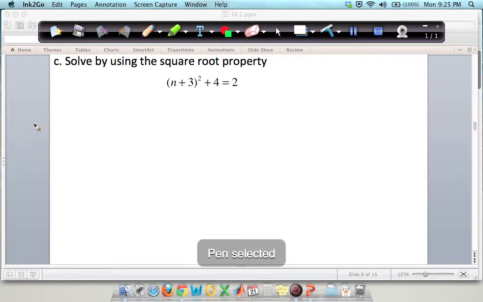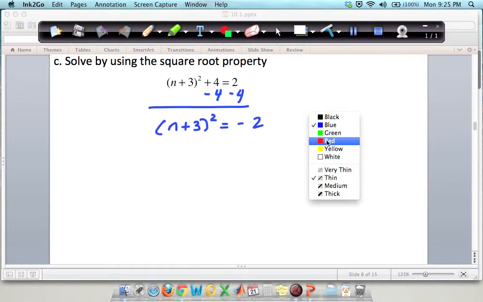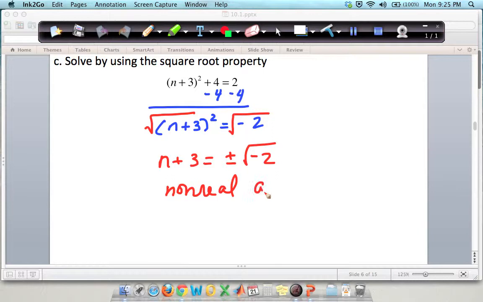Okay, in this next example, before I can use the square root property, I need to move this 4 over. So I'm going to subtract 4 from both sides of the equal sign. I get n plus 3 squared equals negative 2. I'm going to take the square root of both sides, and I get n plus 3 equals plus or minus the square root of negative 2. Now the problem is I have the square root of a negative number, which we said was a non-real answer. So we're going to stop here because this is not a real solution.